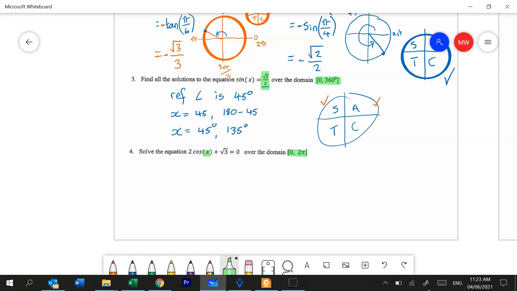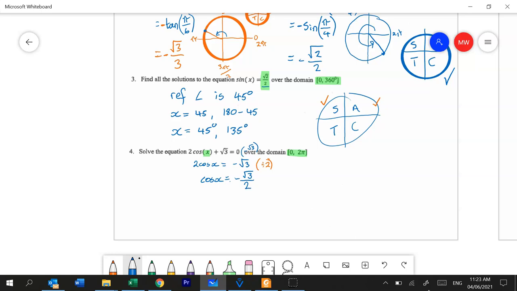So the first thing is it's in a bit of a format that we can't really deal with at the moment, so we're just going to transpose or move this formula around a little bit. So we'll take root 3 off both sides, and so we end up with 2 cos x equals negative root 3. And then we'll divide by 2 both sides so that it's in the format cos x equals negative root 3 over 2.